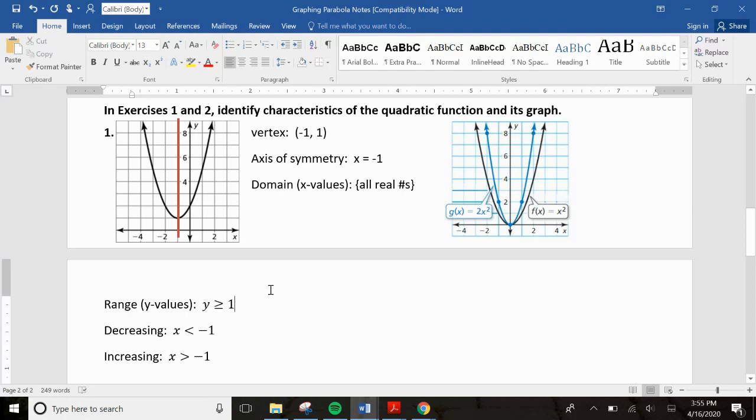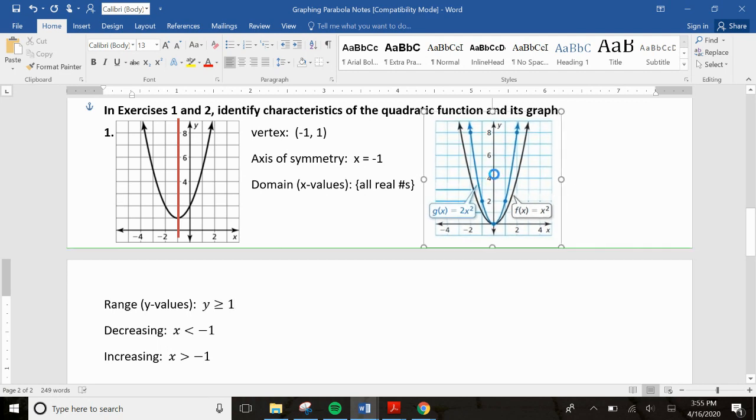And if you notice, a lot of these pieces of information are kind of depending on the vertex, right? Our axis of symmetry is the x coordinate of our vertex. Our range, in this situation, our y value of our vertex comes up in our range. When we're trying to find whether the graph is increasing or decreasing, we're looking at the x values before and after the x value of the vertex. So the vertex does play a big role here.